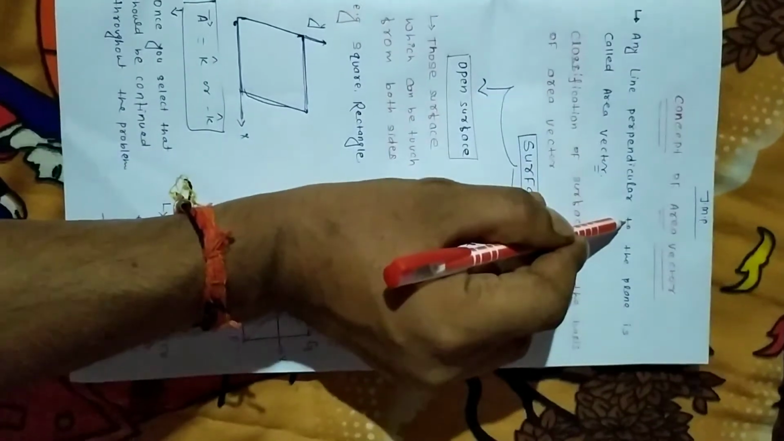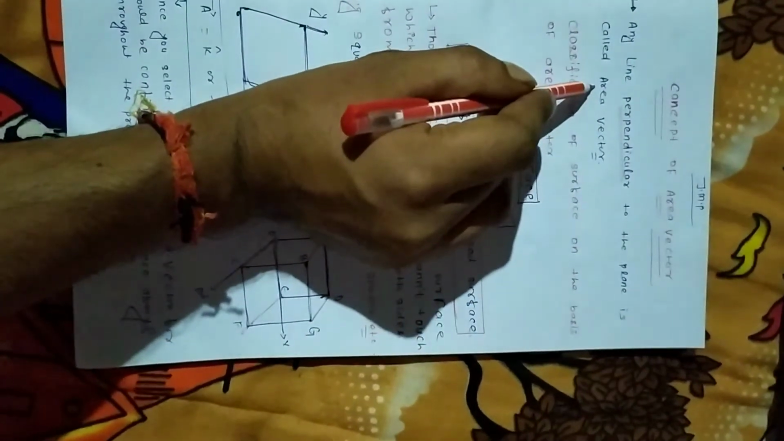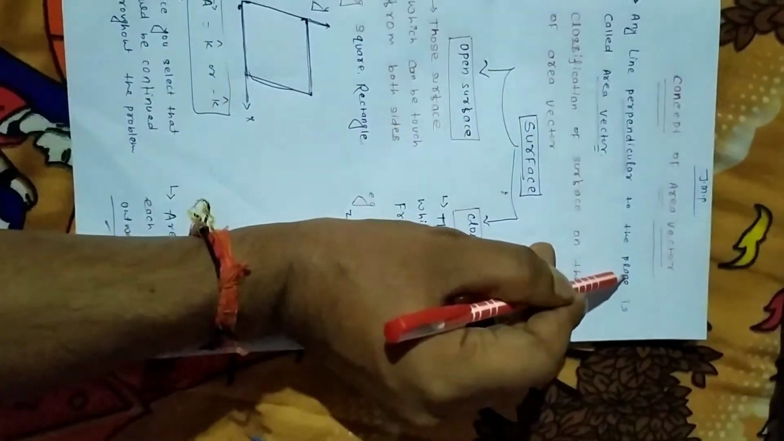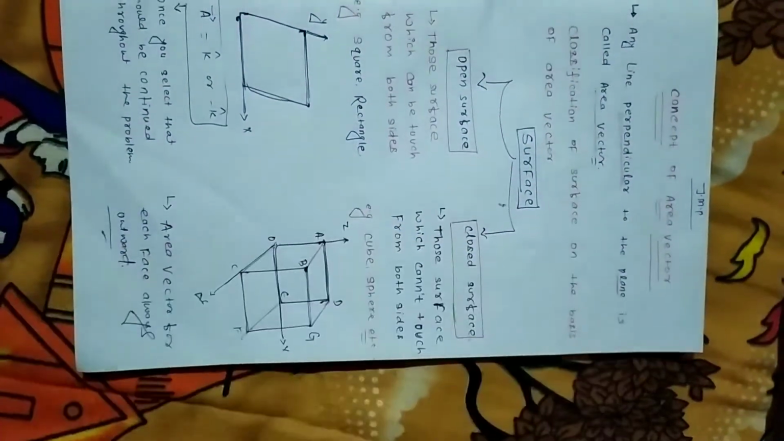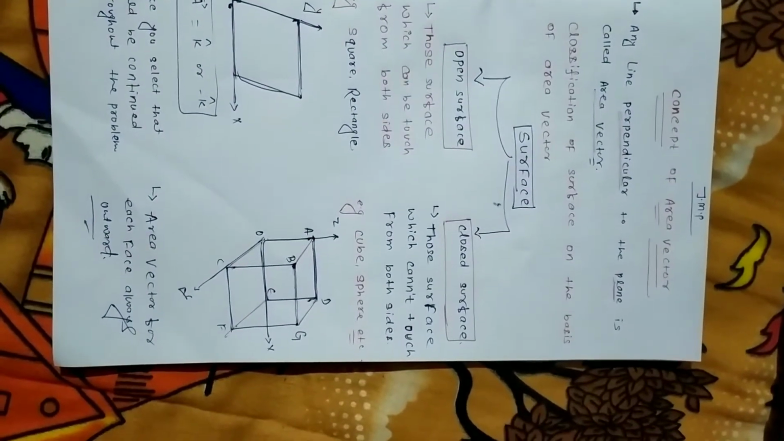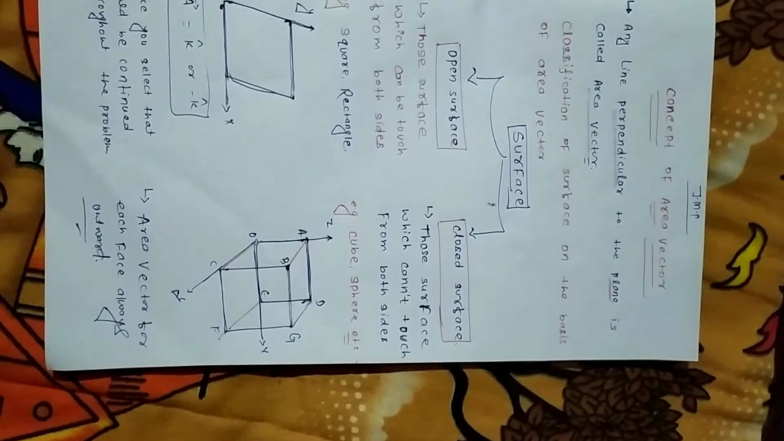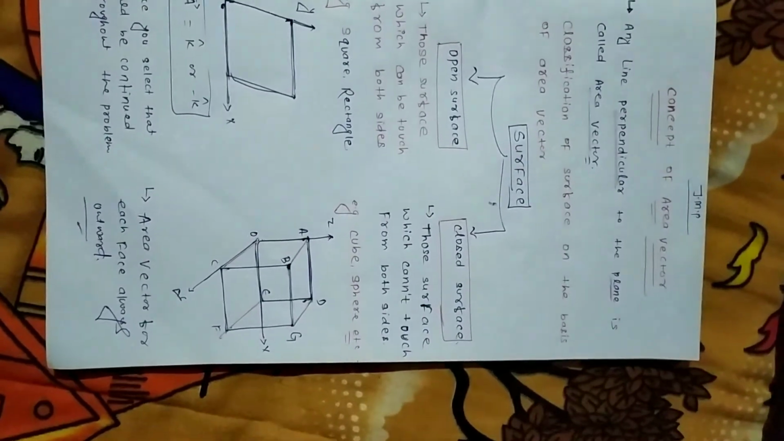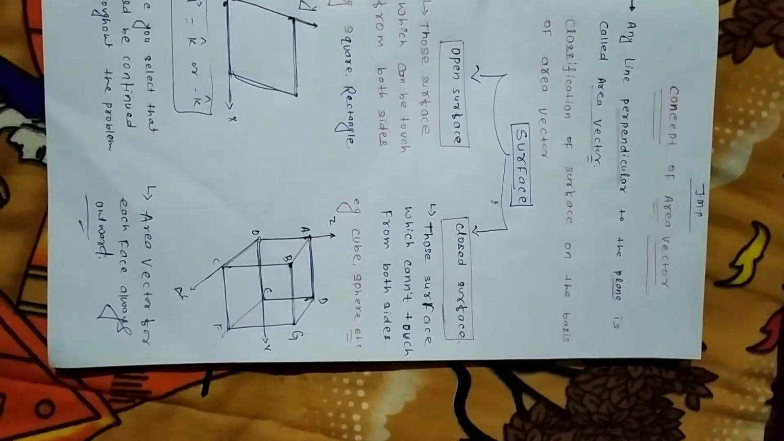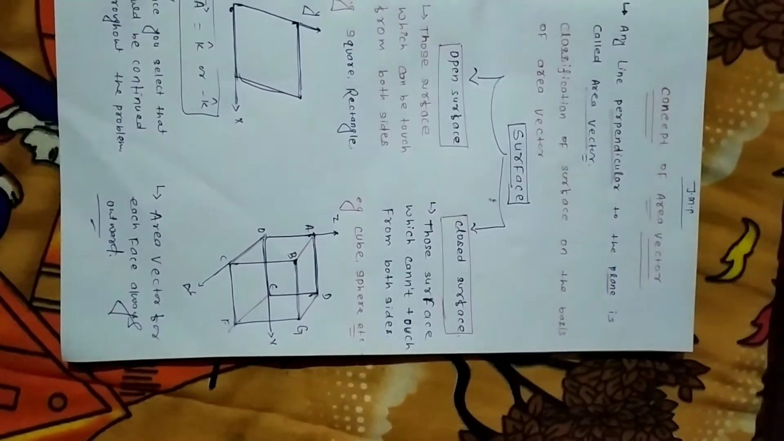Any line perpendicular, okay, so this must be perpendicular, right? And then it is called area vector, and third, this is for a plane. It means area vector is a perpendicular line, and that must be defined only for a plane, right? It means you cannot find it for a line. Area vector you cannot find for a line. Always you have to calculate it for a plane, like the xy plane, the yz plane, the zx plane.